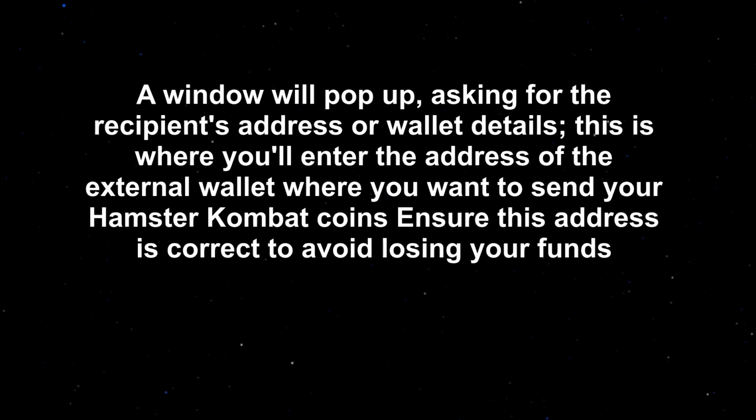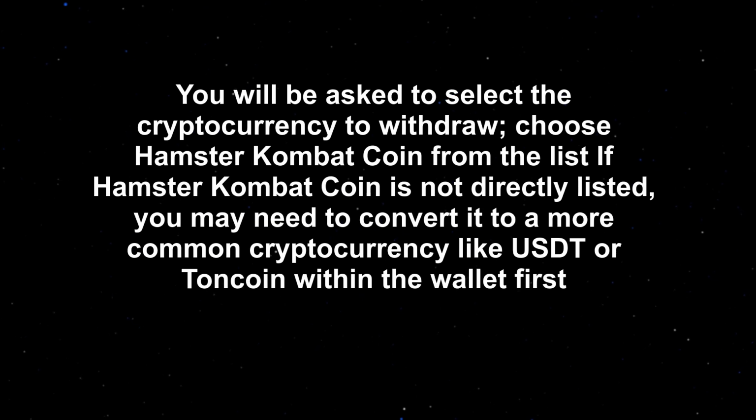Tap on it. A window will pop up, asking for the recipient's address or wallet details. This is where you'll enter the address of the external wallet where you want to send your Hamster Kombat coins. Ensure this address is correct to avoid losing your funds. You will be asked to select the cryptocurrency to withdraw. Choose Hamster Kombat coin from the list.